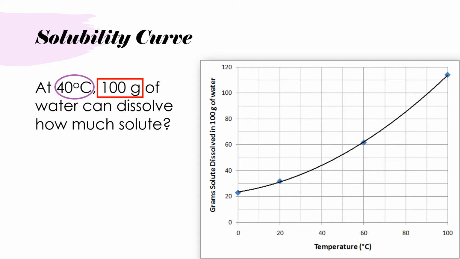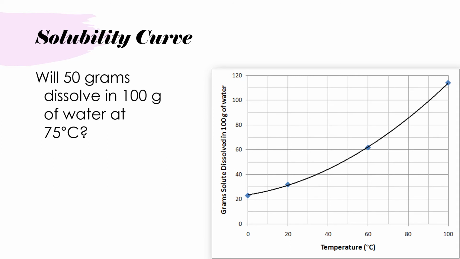At 40 degrees Celsius, 100 grams of water can dissolve in how much solute? So how do we get the answer? We start off by going to 40 on the x-axis, and then we're looking for where on the y-axis the curve is. We got the point, we follow it over to the y-axis, and it looks like it's approximately 44 grams. Some may argue 45 grams. Your assessment will be multiple choice, so just pick the one that is closest to your interpretation.